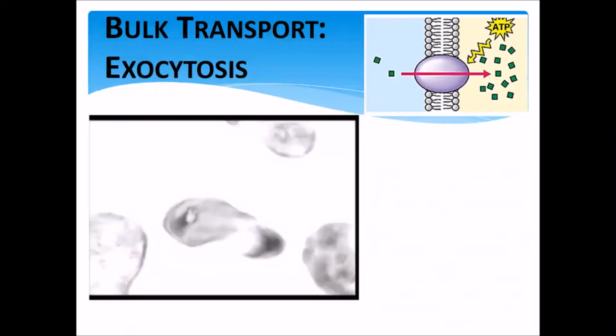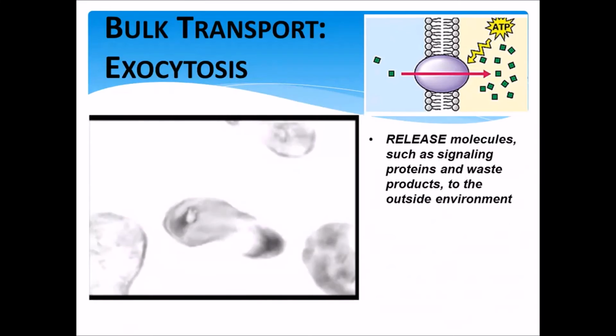Cells must take in certain molecules such as nutrients, but they also need to release other molecules such as signaling proteins and waste products to the outside environment. Exocytosis is a form of bulk transport in which materials are transported from the inside to the outside of the cell in membrane-bound vesicles that fuse with the plasma membrane.